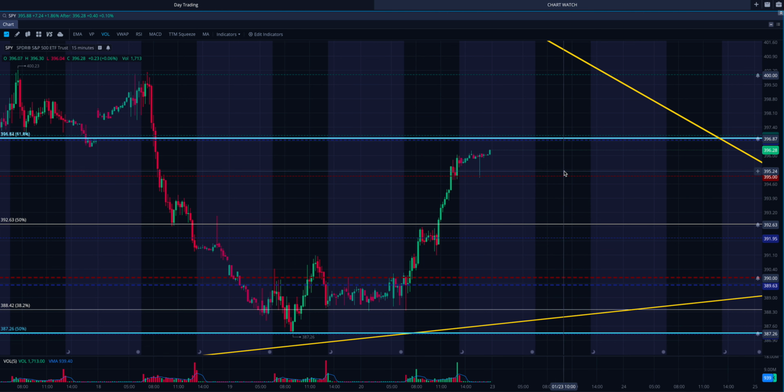And my main targets when I'm playing these levels are the next closest level. So if I was playing calls over this fib here, I'd be targeting the gamma level at 400. If I was taking puts, I'd be targeting this shorter time frame fib down here at 392.63. Okay, obviously scaling along the way at other important places on the chart.